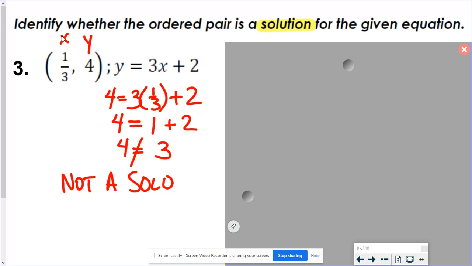If I can write, I want you to notice I did not write no solution. It's not that there isn't a solution. This point is not a solution.